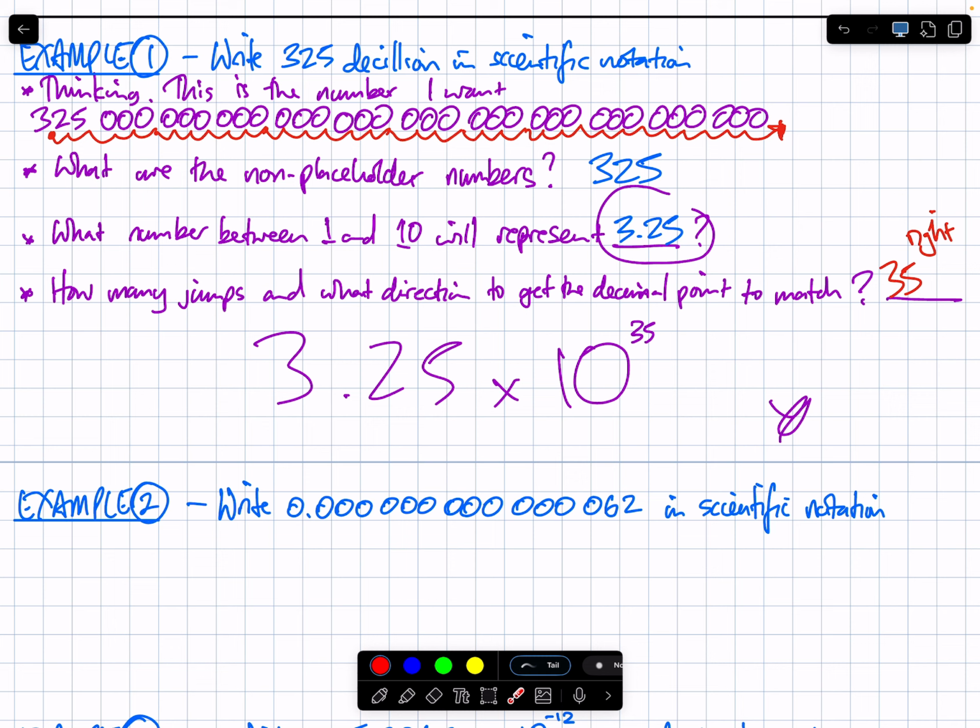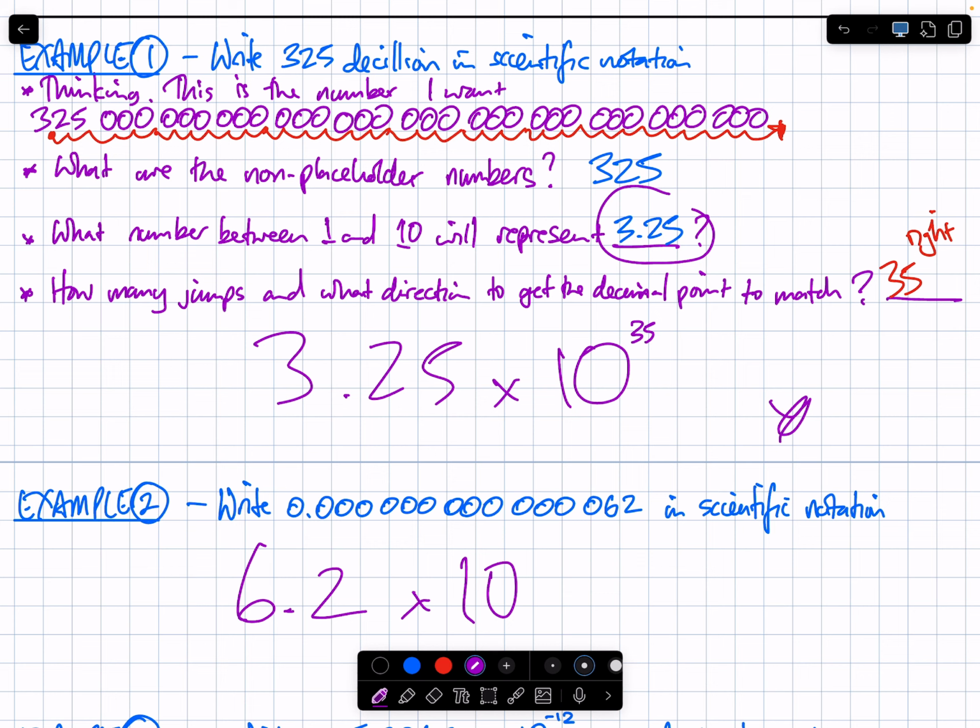So look, example 2: 0.00000000000000062 in scientific notation. What numbers are not placeholders here? 6 and 2. Is 62 between 1 and 10? What could I do? 6.2. My A is 6.2. You don't get a choice in the times by 10. It's always times by 10.